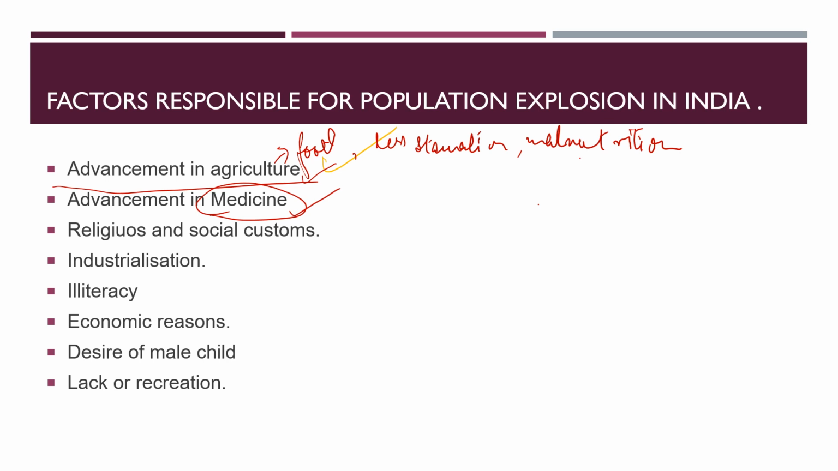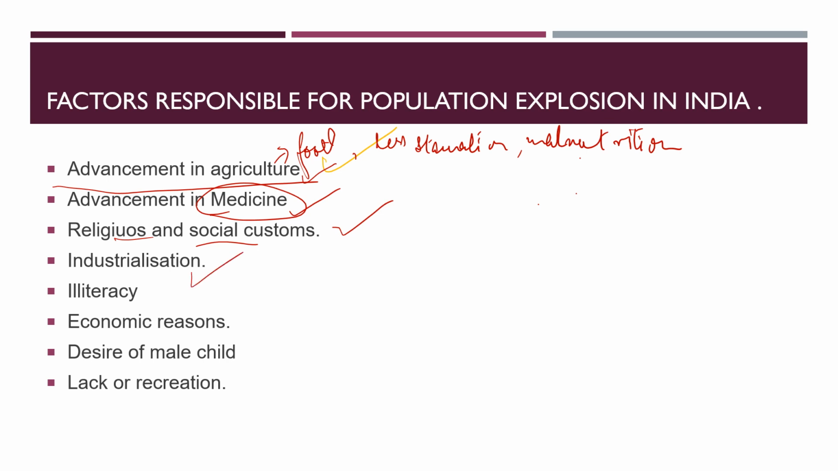Next comes religious and social customs. How are religious and social customs affecting this? There are many families which do not adopt any family planning measures, because they say that according to their social customs they are not supposed to adopt any family planning measures. It is against their social customs or religious belief. So in these cases, the family is unable to plan and they are not adopting contraceptive methods. That is how the rise in population is happening.